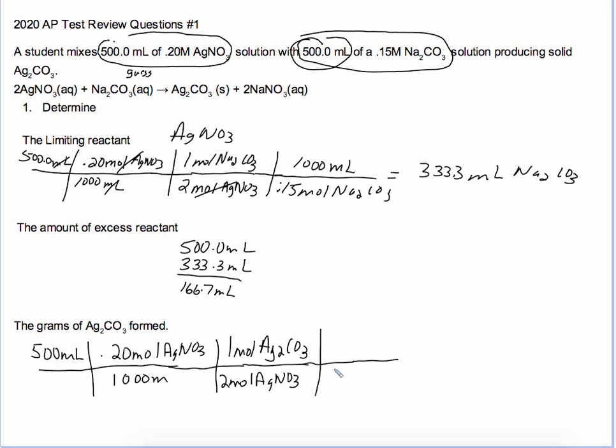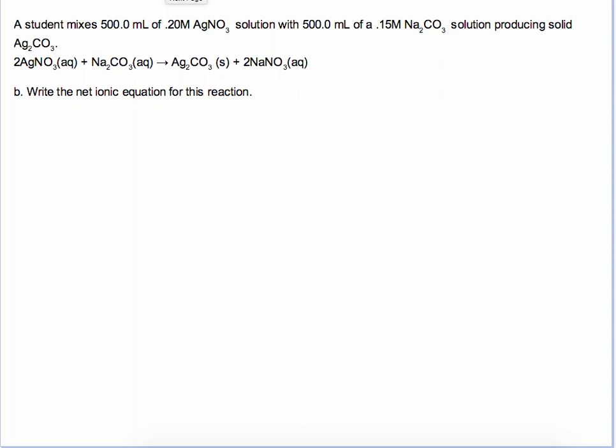And then you have to change the silver carbonate to grams. 1 mole silver carbonate, and the molar mass is 275.75 grams of silver carbonate. If you solve that, it ends up being about 13.8 grams. Since the molarity only went to 2 significant digits, I'm going to round that to 14 grams. Okay, let's go on to the next question.